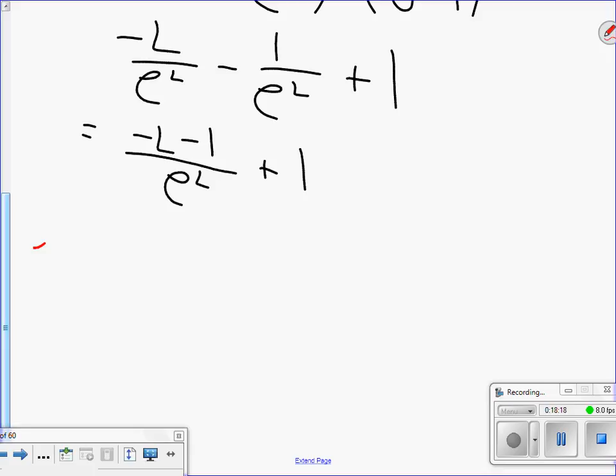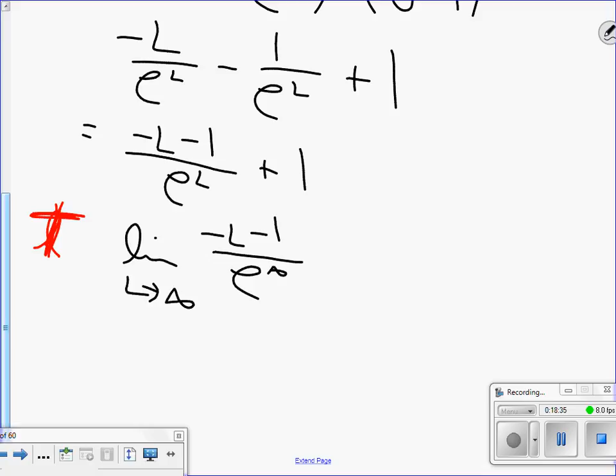What was L approaching? Oh, wait, I want to write L. No, I wanted T. What am I saying? T is in the other column. Okay, so now we want to take the limit as L approaches, what was it originally? Infinity? So negative L over e to the L plus 1. Oops, what am I saying? L. I'm sorry.